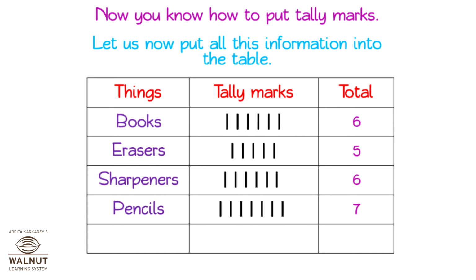6 plus 5 plus 6 plus 7 is equal to 24. We have 24 things in all.